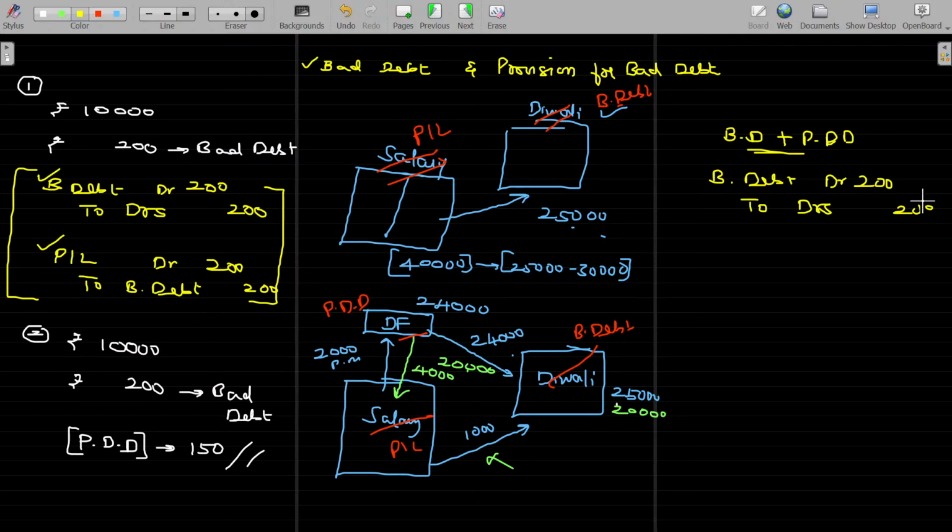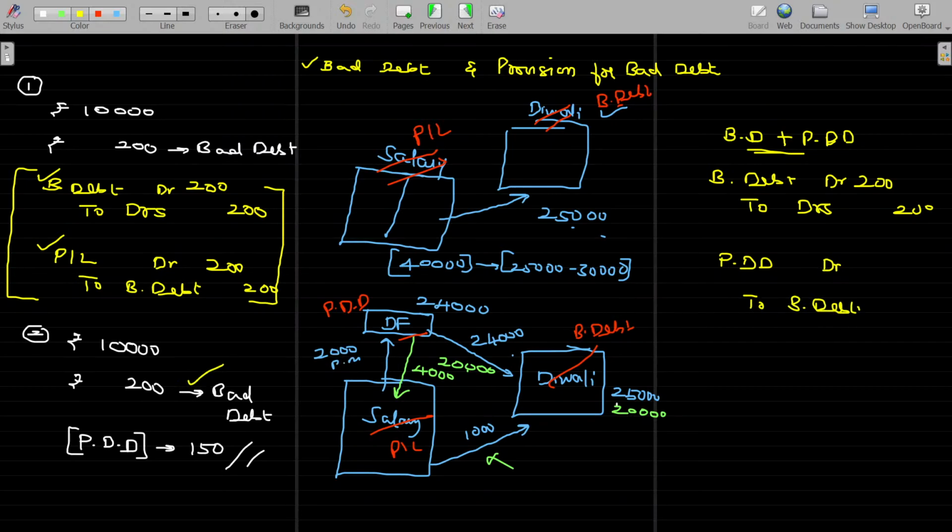Now what do you do with the bad debt? That bad debt should usually be adjusted in the P&L account. But anyhow, we have already kept aside some money in the name of PDD, so we can use this amount to be adjusted in the PDD account. So right now the entry being PDD account debit to bad debt.